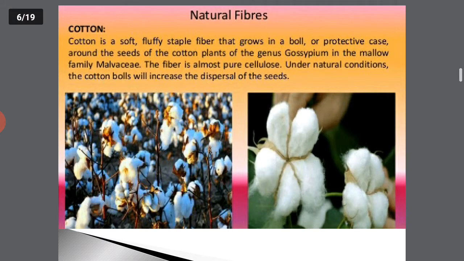First we will discuss natural fiber. In that we will study about cotton. Cotton is a soft, fluffy, staple fiber that grows in ball or protective case around the seeds of the cotton plants of genus Gossypium in the mallow family, Malvaceae. The fiber is almost pure cellulose. Under natural conditions, the cotton balls will increase the dispersal of the seeds.